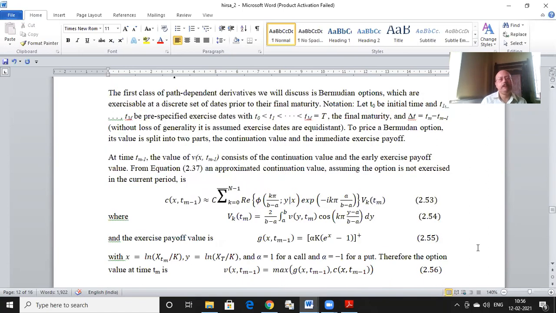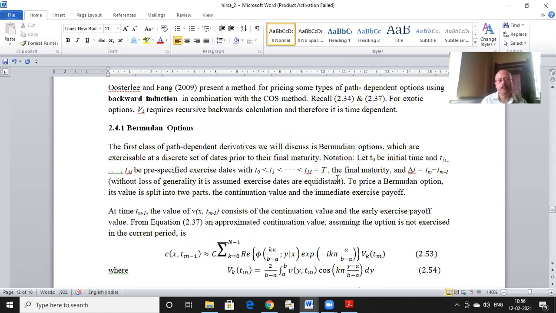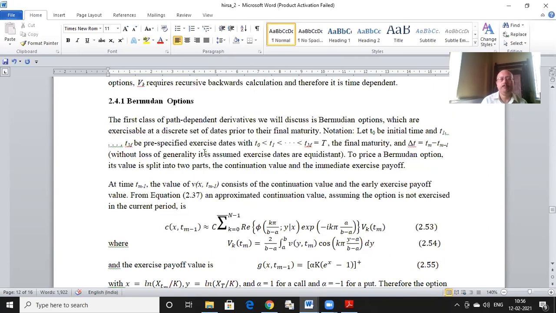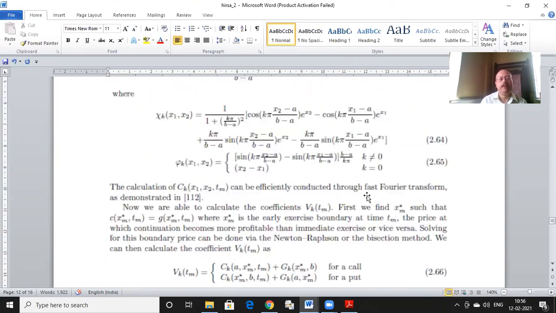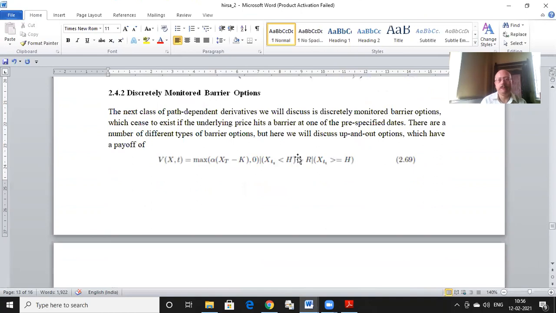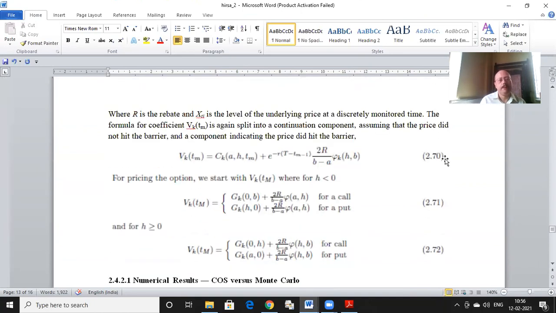The two examples that are worked out are one for the Bermudan option, where I have some pre-specified possible exercise dates, or I have a discretely monitored barrier option where my barrier condition is checked at a set of pre-specified dates, not continuously. And I use similar logic of dynamic programming and get the solutions.